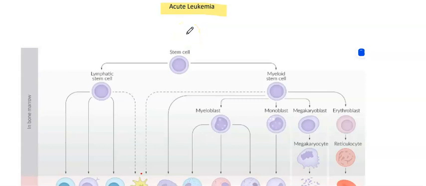Assalamu alaikum everyone. Now we should start disorders of the WBC, in which first we will discuss acute leukemia. Before going to the discussion of leukemia, here are some points about hematopoiesis.